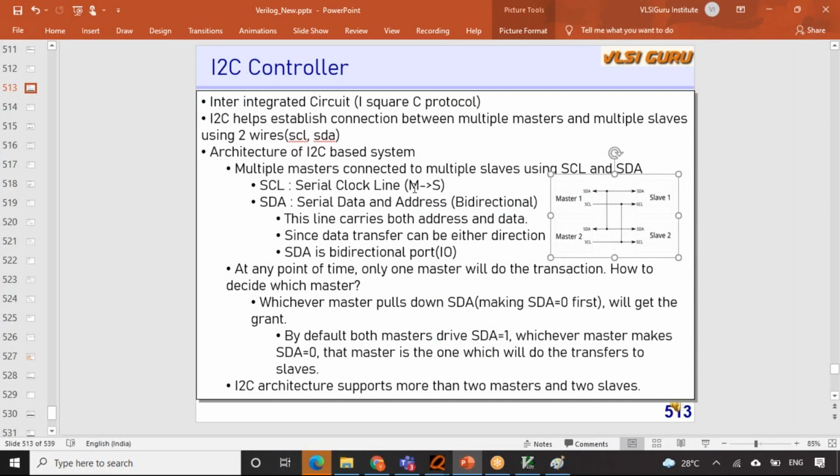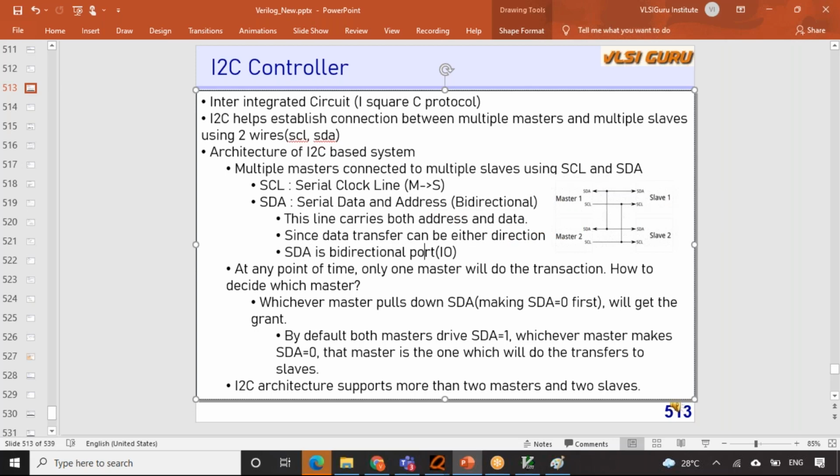SCL stands for serial clock line. The serial clock line is always from master to slave. You see the direction of the serial clock line: a single arrow, master to slave always. Only the SDA is bidirectional. What is meant by that? Same port, serial data address line. The same port will be used for writing the data, and the same port will be used for reading the data. This line carries both address and data. That's why we call it the serial data address line. Since data transfer can be in either direction, SDA is a bidirectional port.